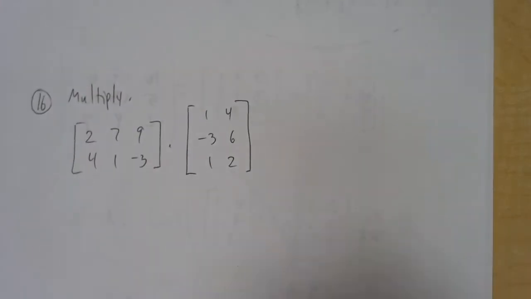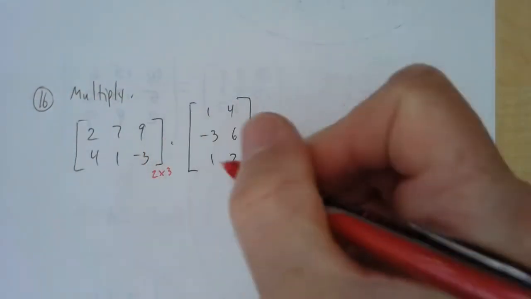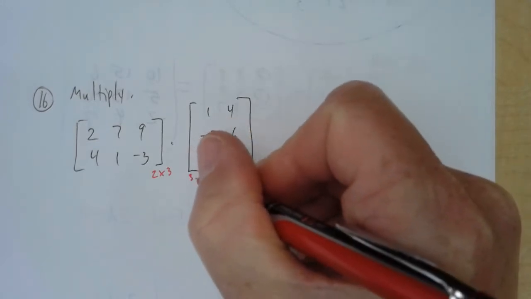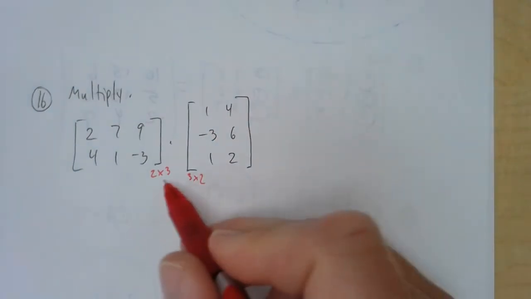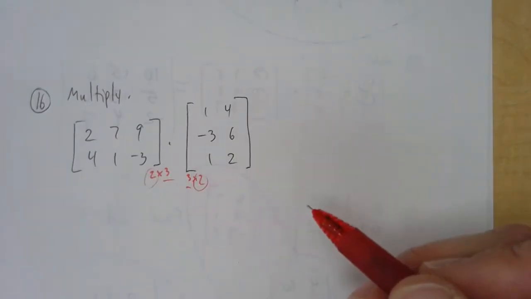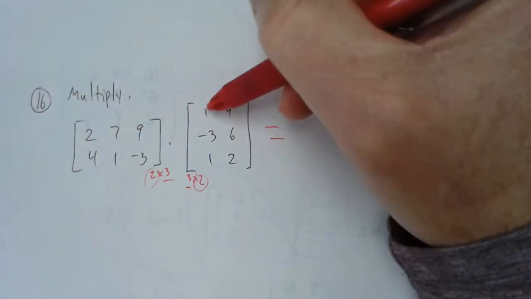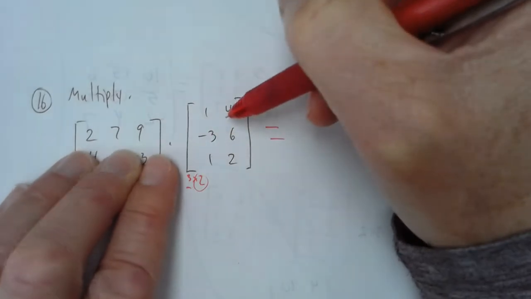All right, so this one is possible because it has 2 rows by 3 columns, and this has 3 rows by 2 columns. So these match, and the final resultant matrix is going to be a 2 by 2. So we do row by column. So I'm going to cover this up.